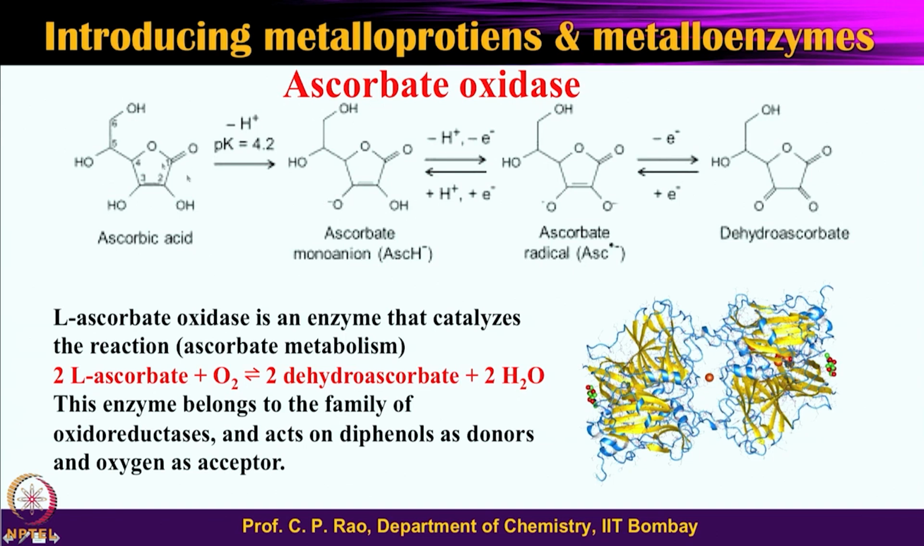So, ascorbic acid goes to dehydroascorbic acid. This is basically an oxidative reaction. Therefore, the enzyme is a redox enzyme, and it acts on diphenols, dihydroxy compounds, as we have also seen in the previous example, as donors, and oxygen as acceptor, because oxygen will accept the electrons. Okay. So, L-ascorbate plus O2 gives 2 dehydroascorbate plus 2 H2O.